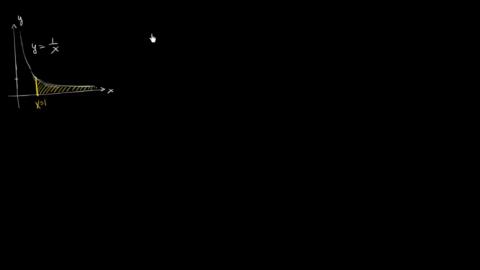So we could set this up as an improper integral going from 1 to infinity of 1 over x dx. Well, we can view this as the limit as n approaches infinity of the integral from 1 to n of 1 over x dx, which we can write as the limit as n approaches infinity of the antiderivative of 1 over x, which is the natural log of the absolute value of x.